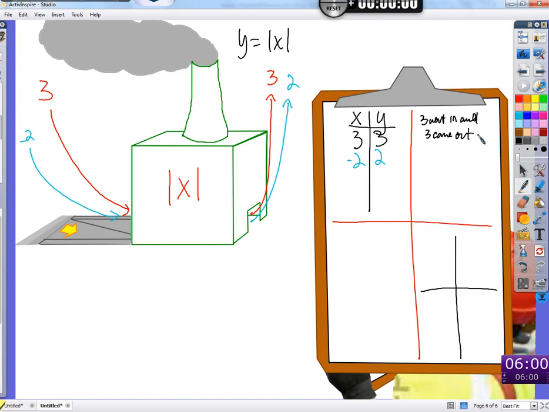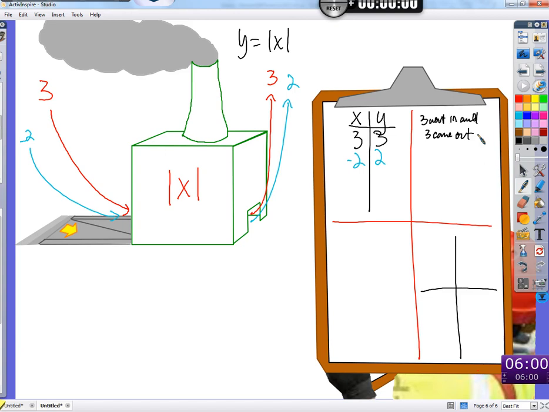Okay, so 3 went in, 3 came out, negative 2 went in, 2 came out. But that would take quite a while, right? And if things are happening quickly, you could lose track. So that might not be the best way, but it certainly is a way to show that.